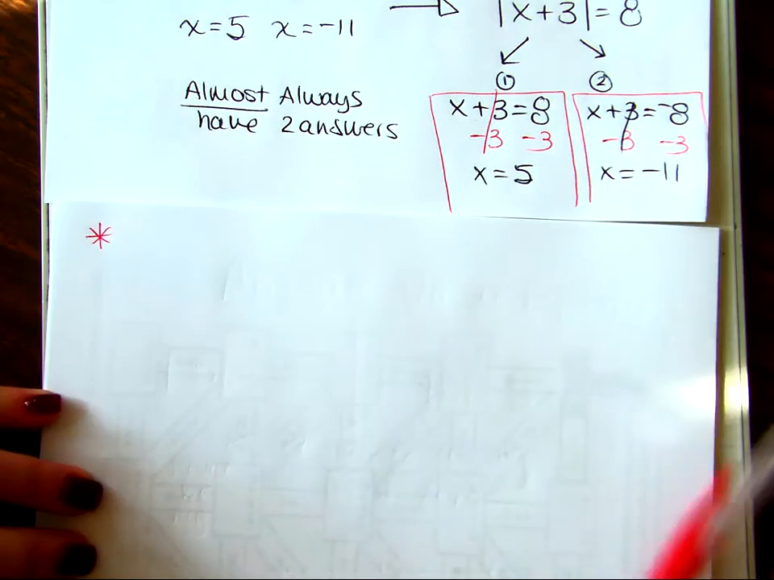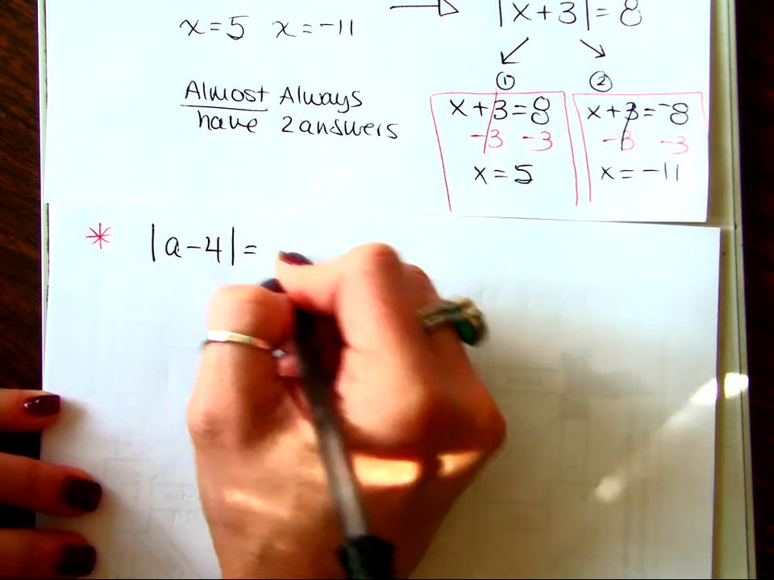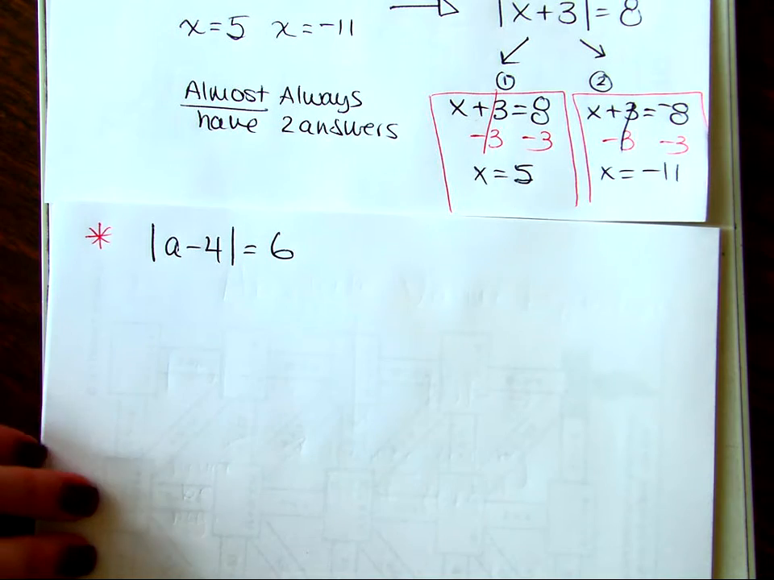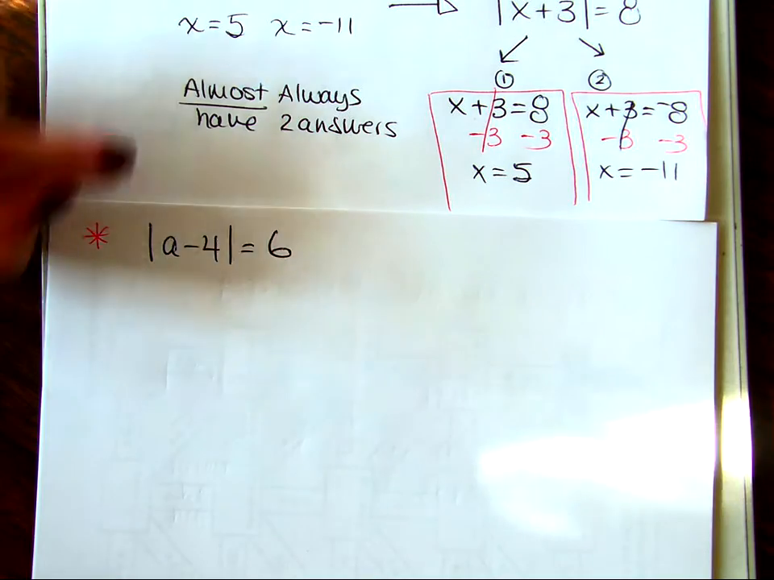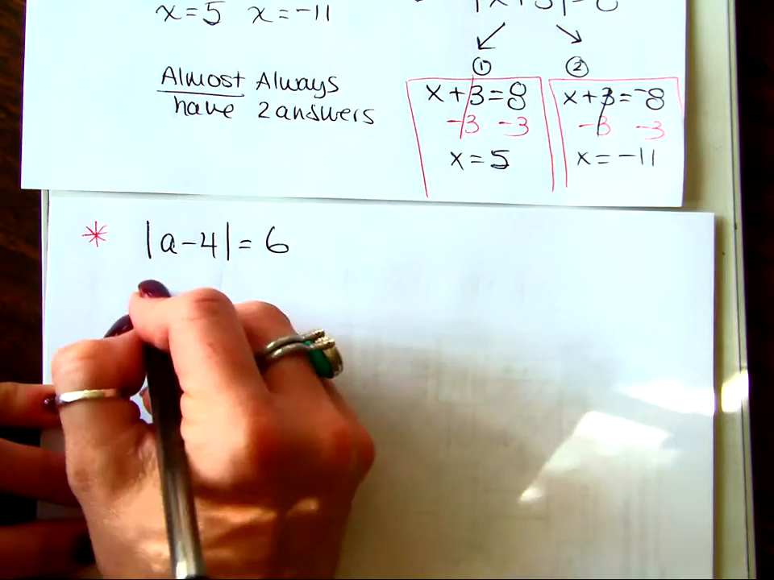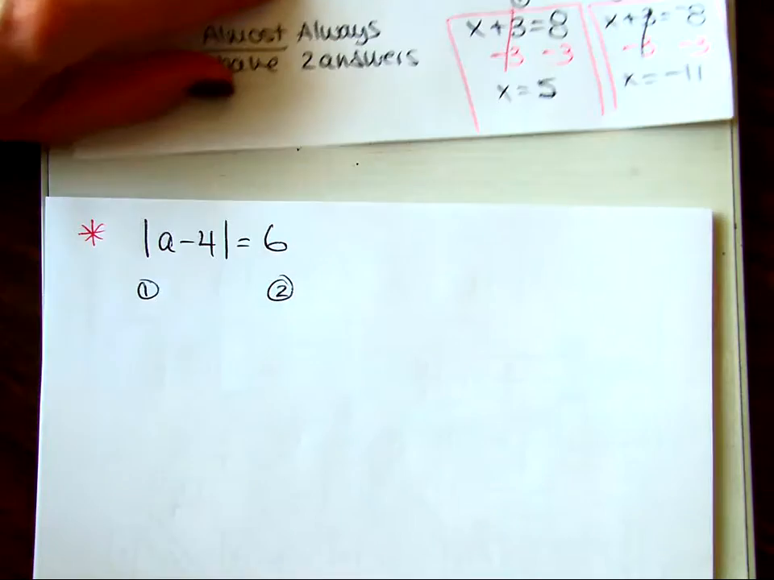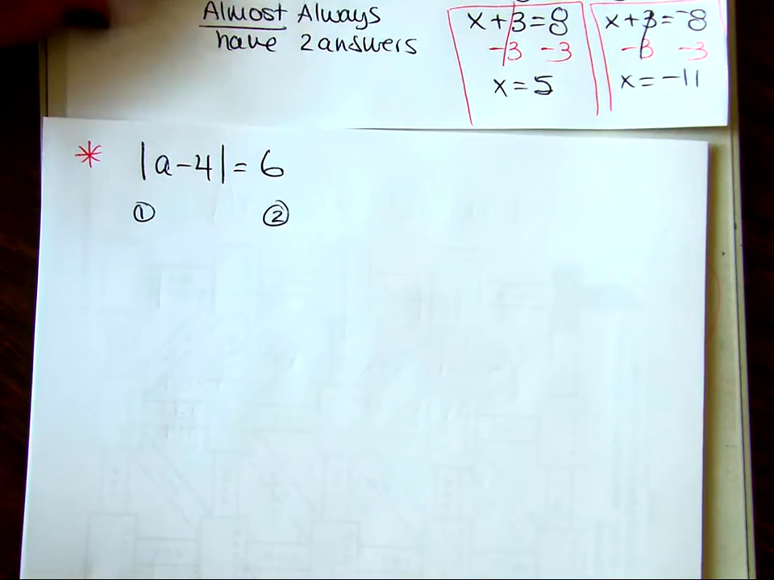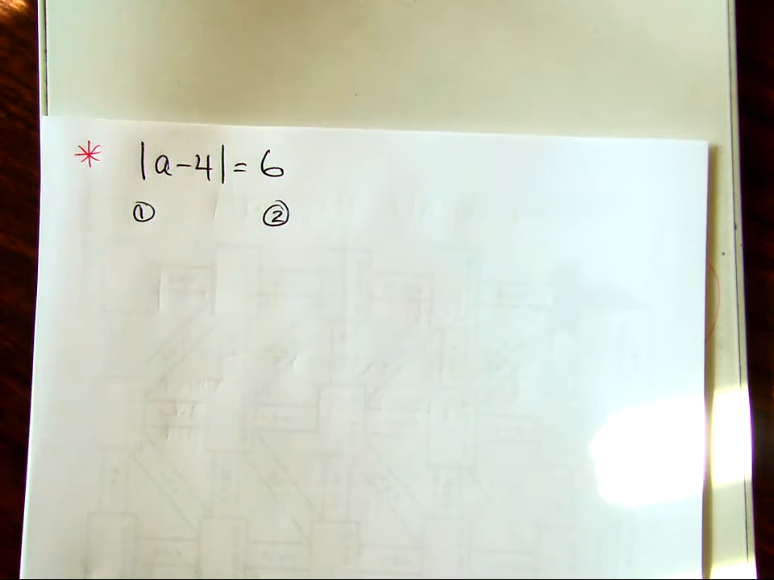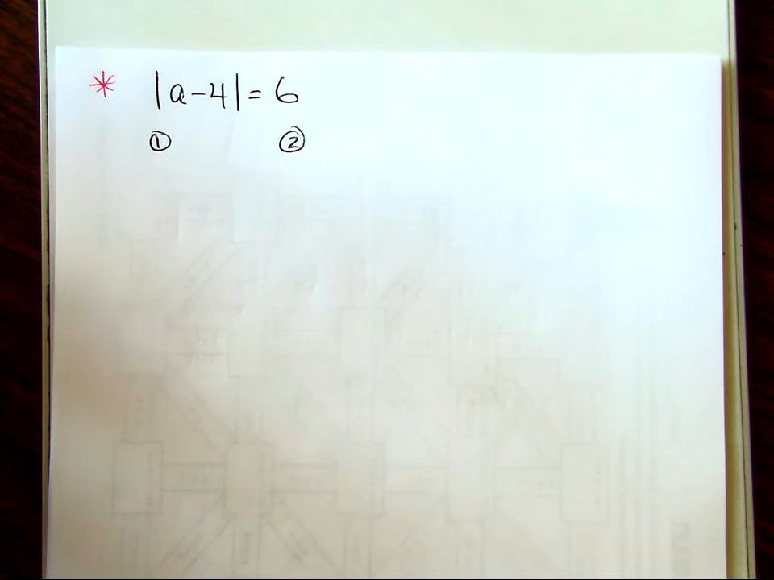Okay, next problem. Try this on your own. The absolute value of A minus 4 is equal to 6. What are the two values that A could be? To make that a positive 6, to make it a negative 6. Setting up your two equations. And this little 1 and 2 might actually be helpful. It's not necessary, but it might actually be helpful. So take a minute to do that.